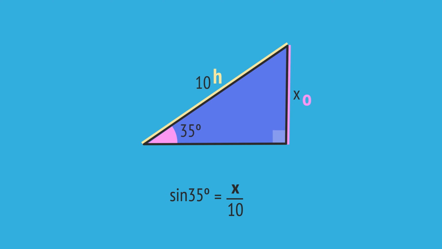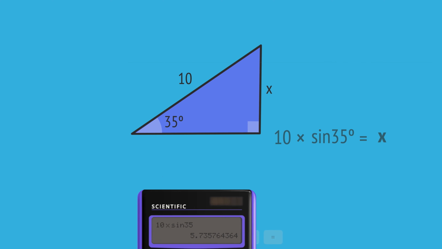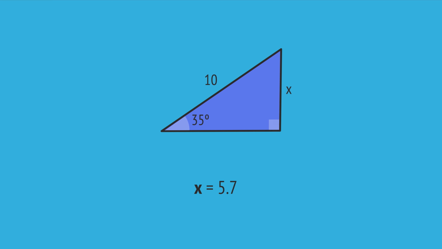To get x on its own, we multiply both sides by 10. Then we enter this into a calculator. 10 times sine 35 equals, which tells us that the length of side x is 5.7, rounded to one decimal place.